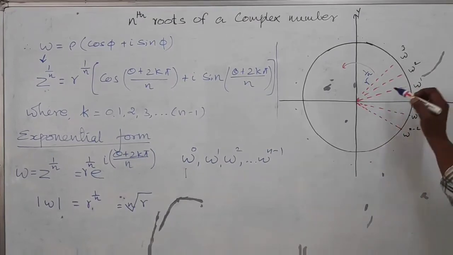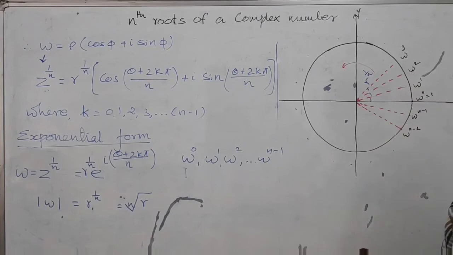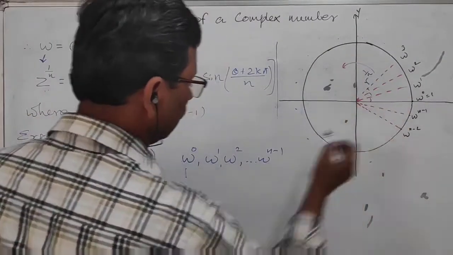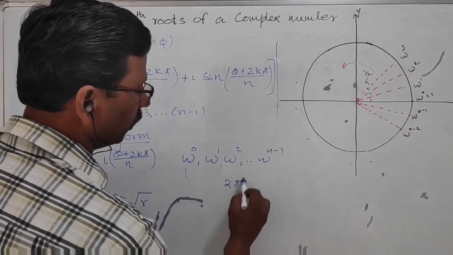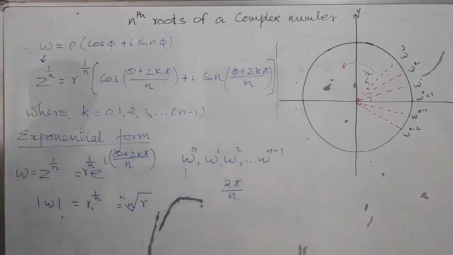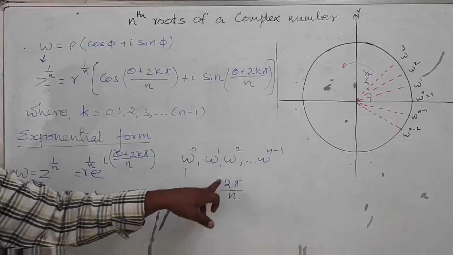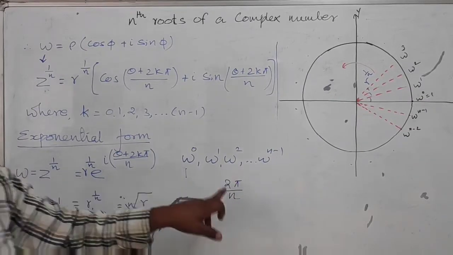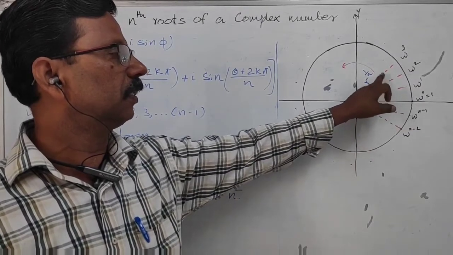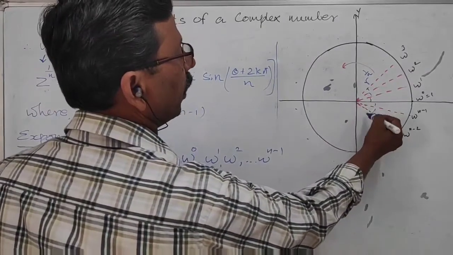Now all these complex numbers are equally spaced. Look at this one. These angles will always be equal. Now how do you find that value? For that, the entire angle is 2 pi radians, 360 degrees. Now you are going to divide this by n, because there are n roots. Therefore, if you divide by n, you get the argument, that is the angle between two consecutive roots, between this and this, between this and this. All these arguments are equally spaced.